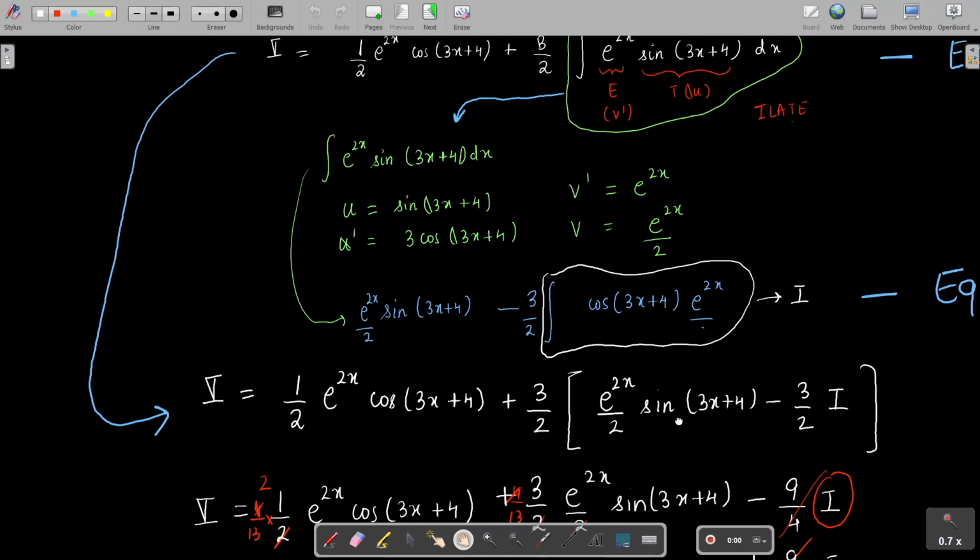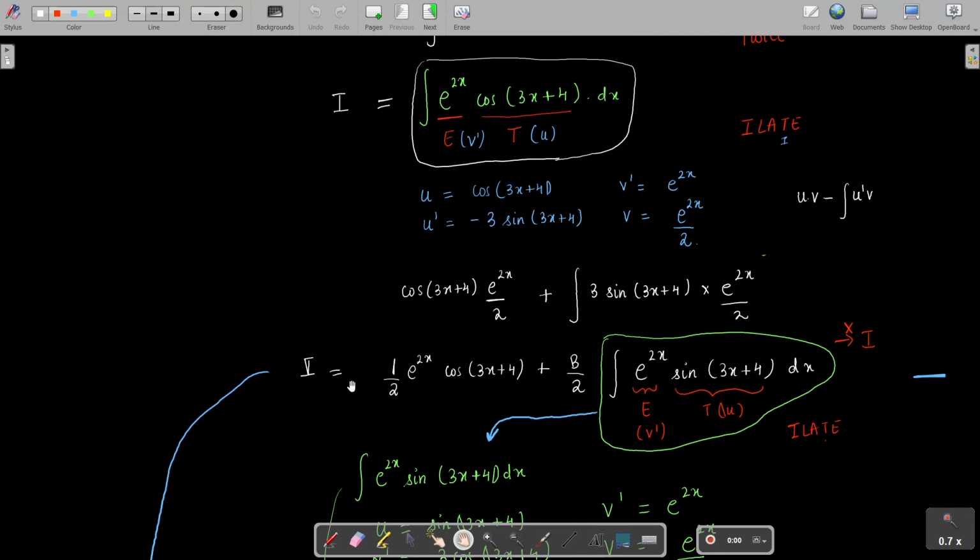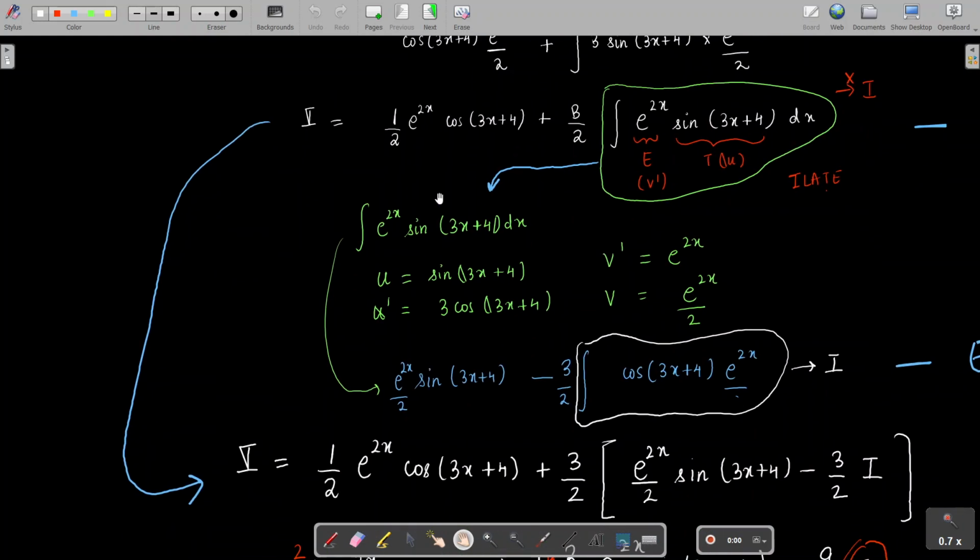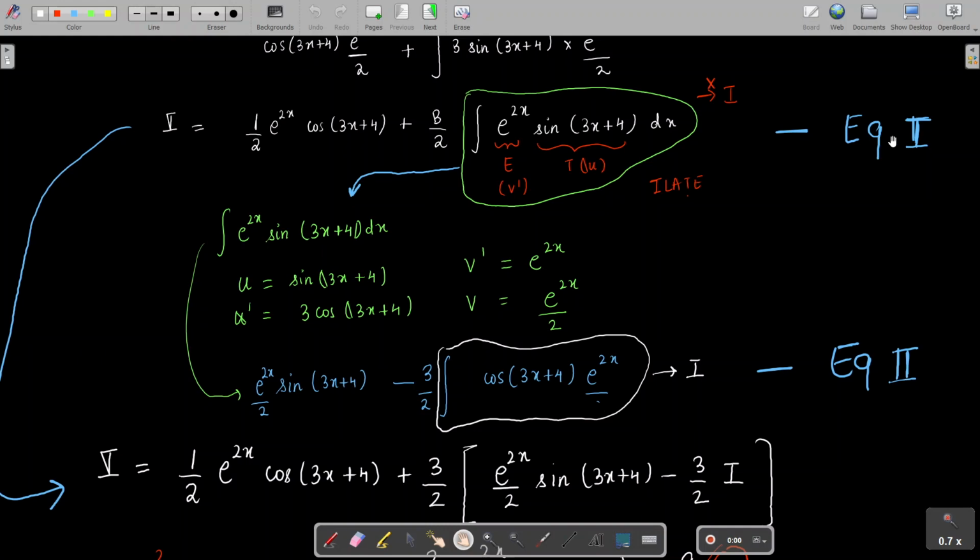Okay. So now we actually started from I. In equation 1, we started from I, and we got this term. So I've written this exact term over here, then plus 3 over 2, and then this. Then we have solved for this, and we are getting this term and this term. So I've written exactly this: e to the power 2x over 2 sine 3x plus 4 minus 3 over 2, and this is nothing but I. So minus 3 over 2 I.